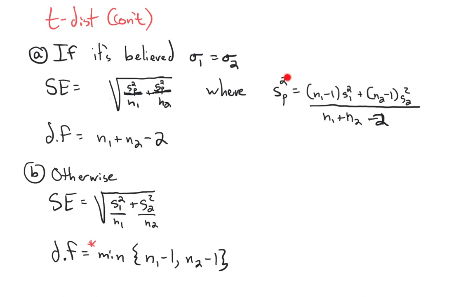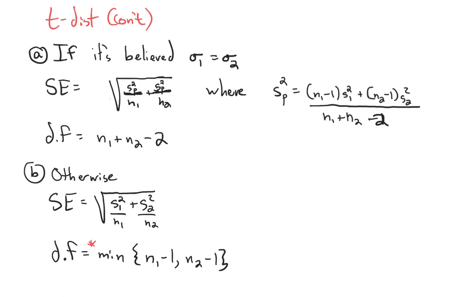So there's something called a pooled standard deviation, and there's a formula for the pooled variance, or the pooled standard deviation squared. And it looks like this: n1 minus 1 times the standard deviation of 1 squared, plus n2 minus 1 times the standard deviation of 2 squared, over n1 plus n2 minus 2. So that gives us our pooled variance, or our pooled standard deviation squared. And you just fill that in to our formula here to calculate our standard error.